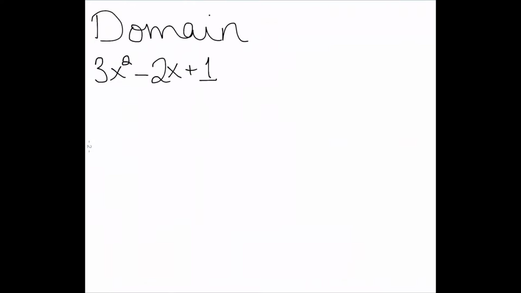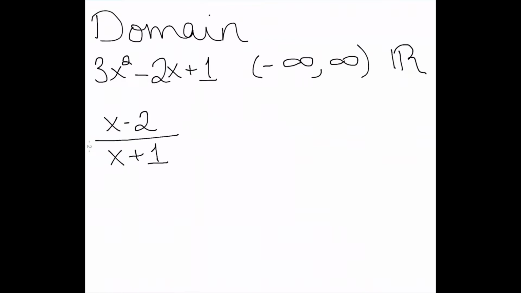If we have a polynomial, 3x squared minus 2x plus 1, x can be any value and I won't have any issues. So we say the domain is all real numbers, which can be written as the interval negative infinity to infinity, or sometimes as this R. For a rational expression like this one, x minus 2 over x plus 1, we can see that if x is negative 1, that would be division by 0. So our domain would be all numbers except negative 1, because negative 1 can't be substituted in for x since we can't divide by 0.